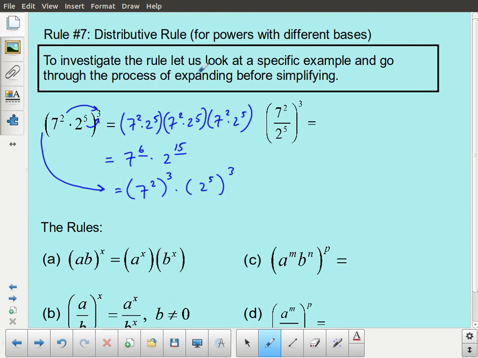And this is known as the distributive rule for powers with different bases. Here I had a base of 7 and a base of 2. The same thing will work here with this fraction. So 7 to the 2 over 2 to the 5, all to the power 3, can be written as 7 to the 2 to the power 3 over 2 to the 5 to the power 3. 7 to the 2 to the 3 is 7 to the 6. 2 to the 5 to the 3 is 2 to the 15.